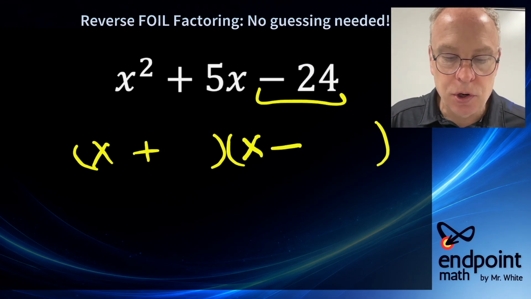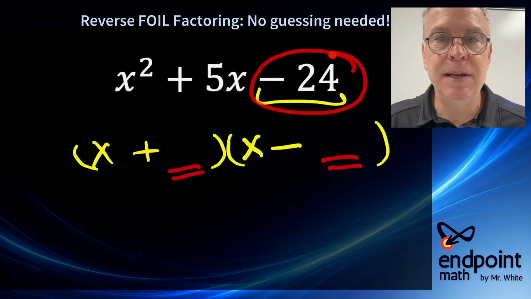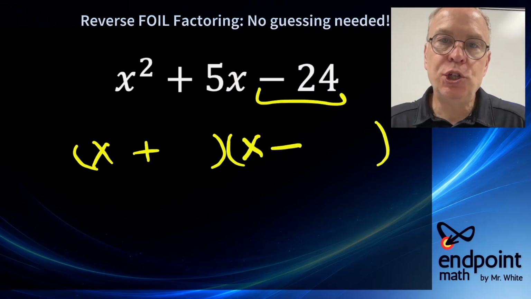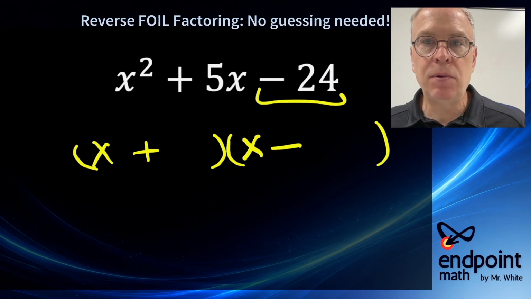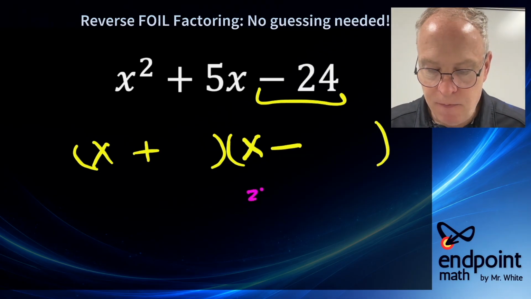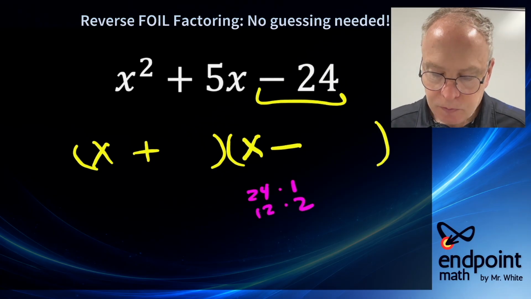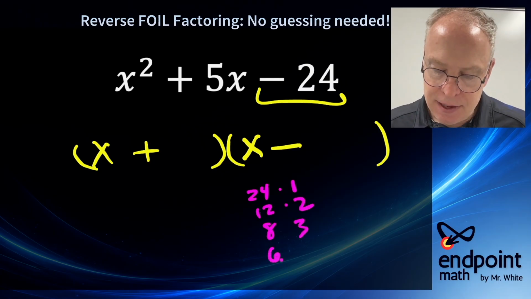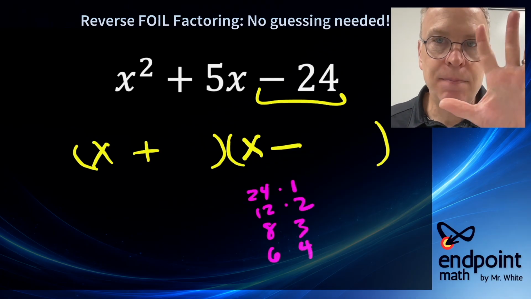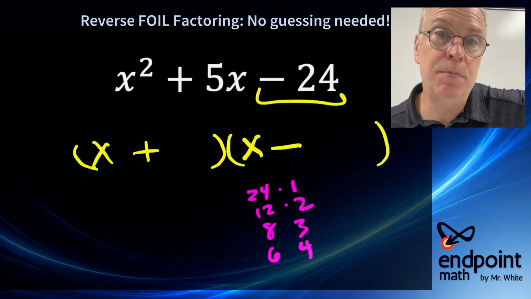And now let's go to the drawing board and see if we can figure out what would multiply to be negative 24, but add up to be 5. Once you get better at this, you might be able to do this without showing any work. But for right now, let's write them all out. There's a lot of these. 24 times 1, 12 times 2, 8 times 3, and 6 times 4, I think, is all of them. Do any of those add up to 5? Oh my goodness, no they don't. None of them add up to be 5.